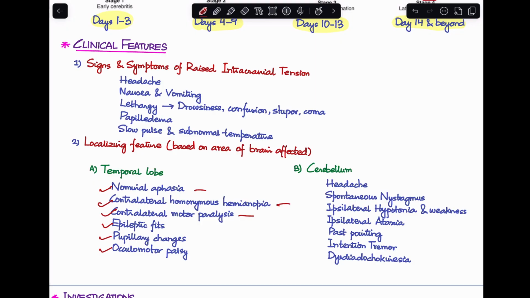Whereas if the cerebellum is affected, the features that we see are headache, spontaneous nystagmus, ipsilateral hypotonia and weakness, ipsilateral ataxia, past pointing, intention tremor, and dysdiadochokinesia.